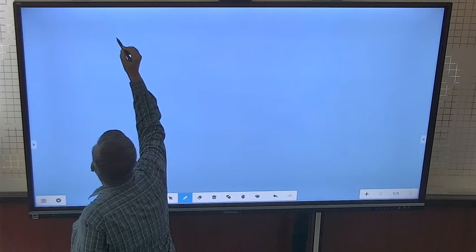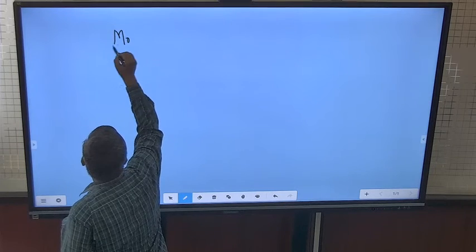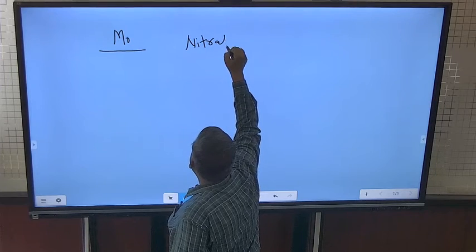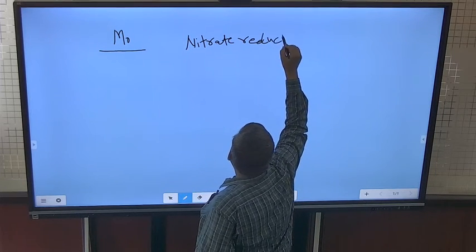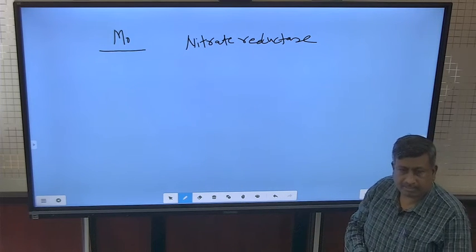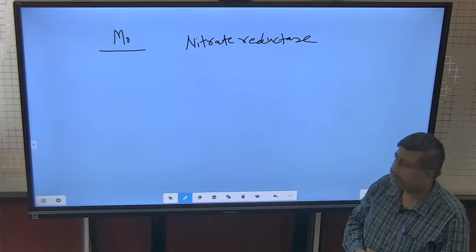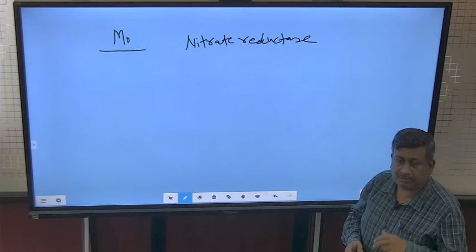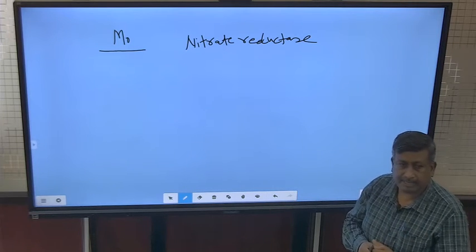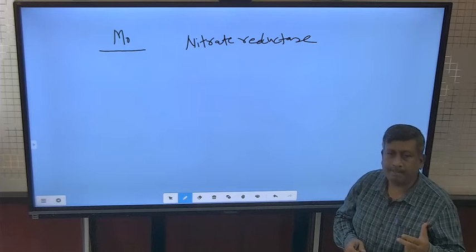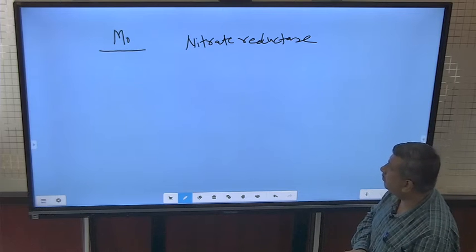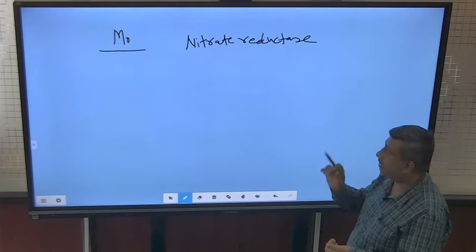The next is molybdenum. Molybdenum is part of the nitrate reductase enzyme, and this nitrate reductase enzyme is involved in nitrogen metabolism, reduction of nitrate. So if there is deficiency of molybdenum, there is no nitrate reduction and nitrogen deficiency results. So that's why the deficiency symptoms of molybdenum resemble nitrogen deficiency. So it is a very important role of molybdenum in enzymatic activity of nitrate reductase enzyme.